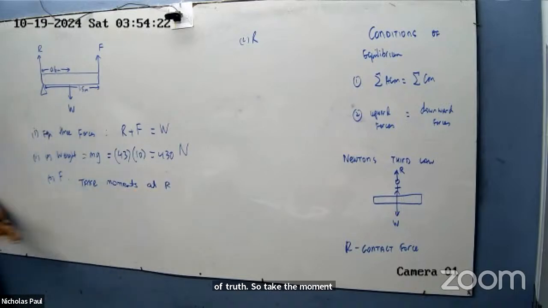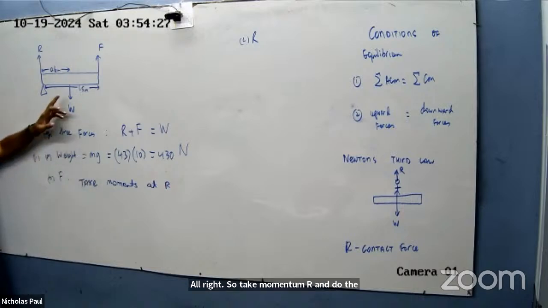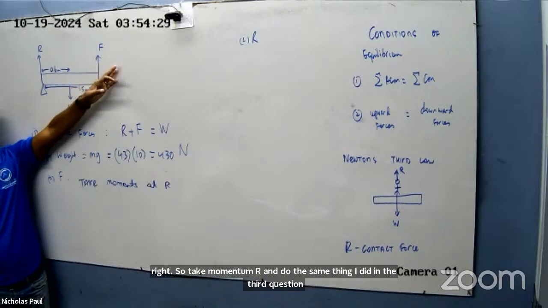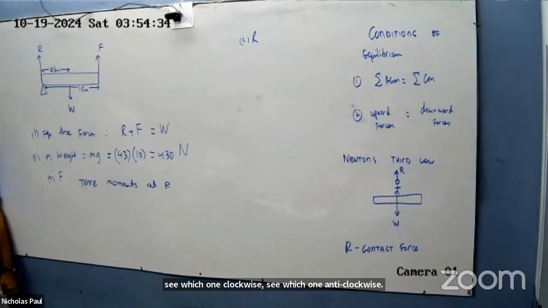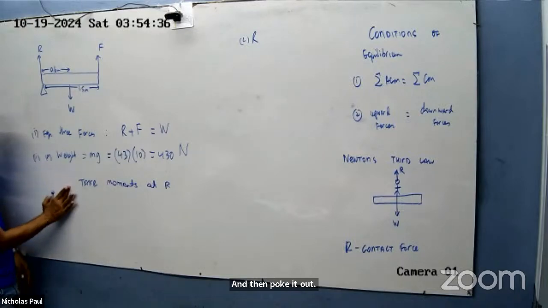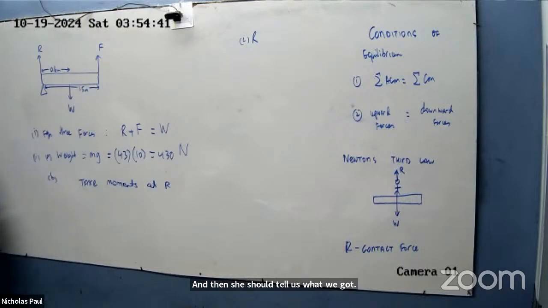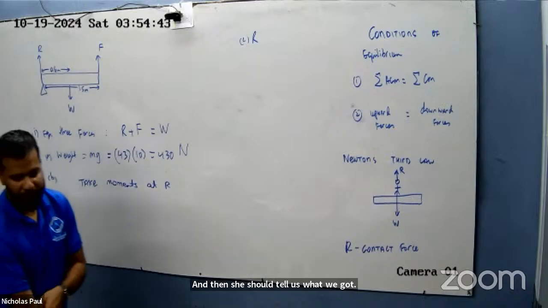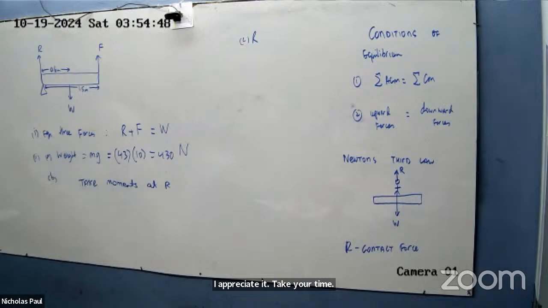All right. So take moments at R and do the same thing I did in the third question. See which one is clockwise, see which one is anti-clockwise, and then work it out. And then she should tell us what we got. Right, Vishesh? Take your time. Taking moments about R, the reason I chose R is to eliminate R. Define clockwise and anti-clockwise moments and see what we get.